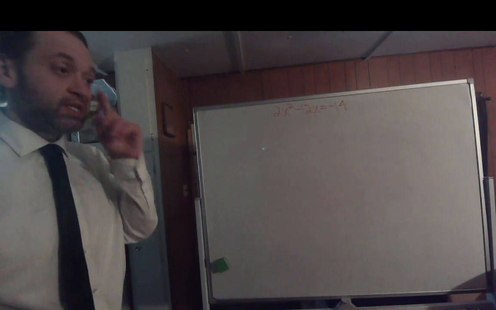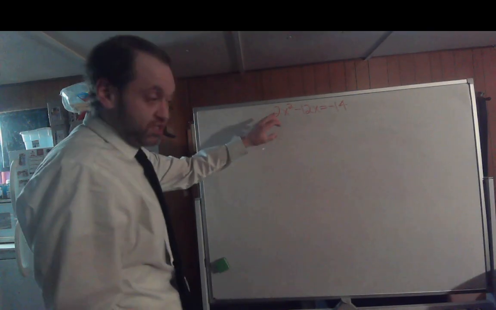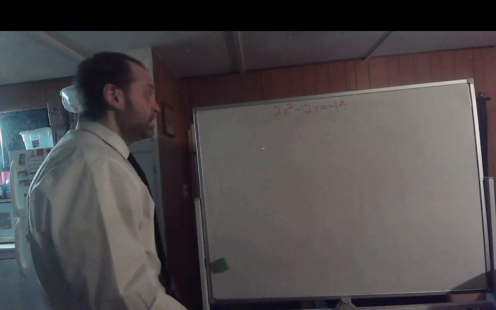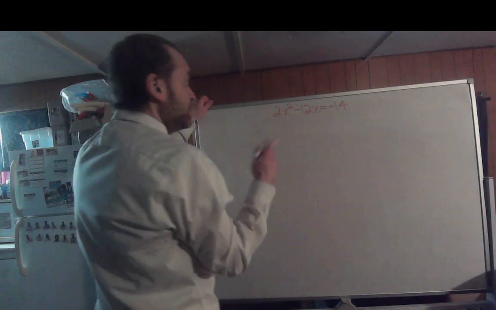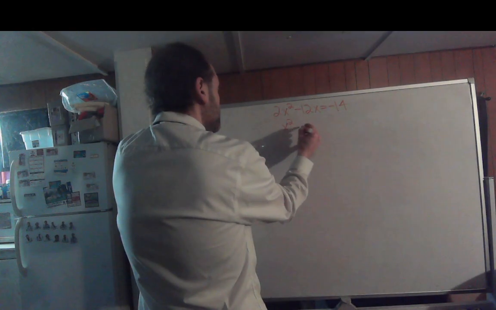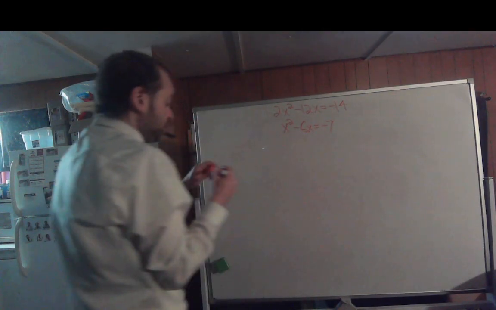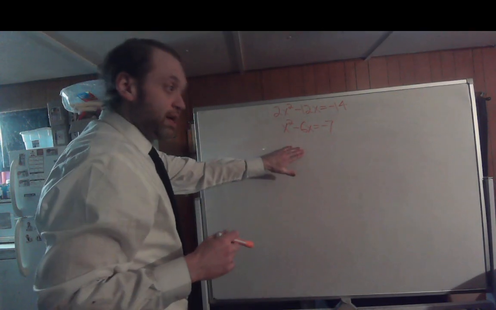So what you're going to do is take the coefficient of the x squared term, which is 2 in this case. You'll divide every term by that coefficient on x squared, which in this case is 2. So if I do that, I'll end up getting x squared minus 6x equals negative 7. Now we can complete the square.